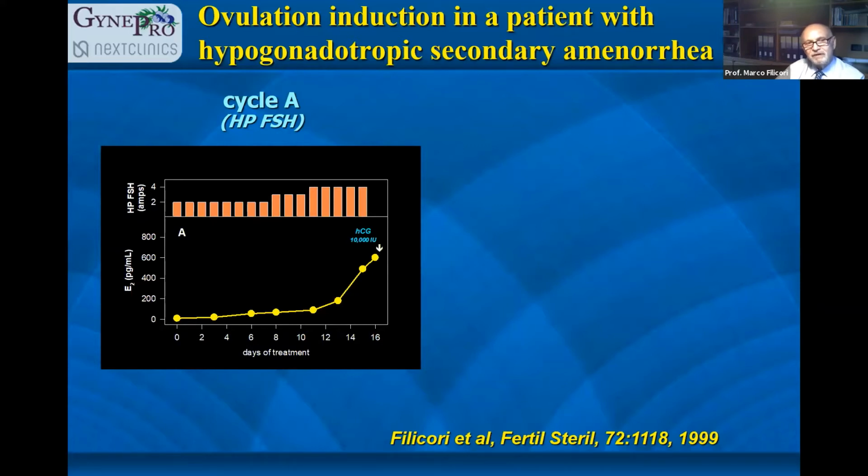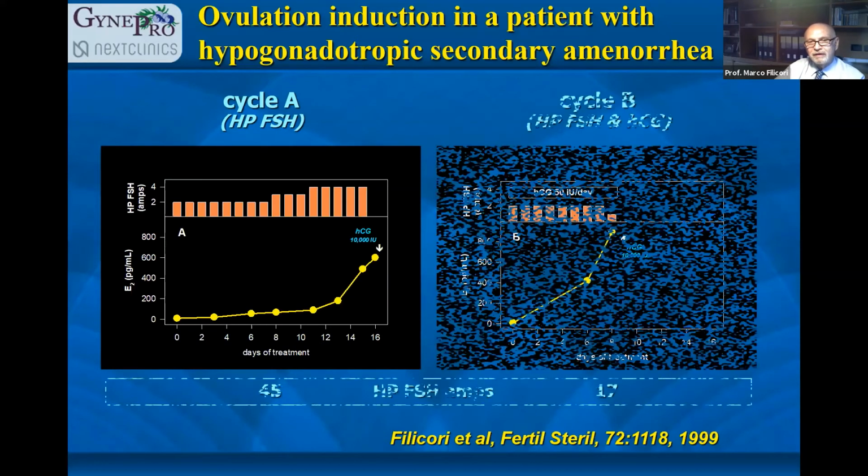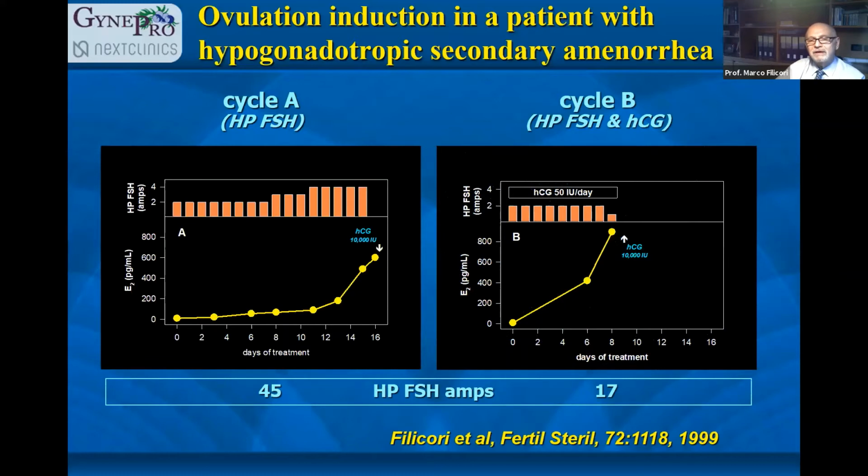So we gave the patient highly purified FSH, and it took quite a while to achieve decent levels of estrogens and folliculogenesis, but eventually we gave HCG. Then we treated her again, and at that point, to the same amount of FSH, we added low-dose HCG, 50 units per day. You remember this conversion, roughly 6. So 50 units of HCG means about 300 units of LH activity.